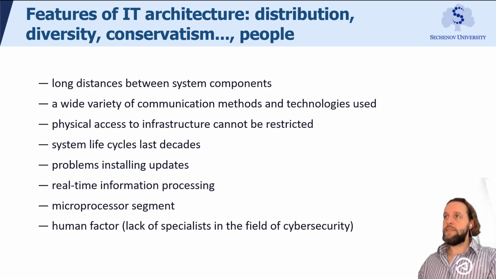There are several specifics in IT architecture nowadays. It's the long distance between software components and physical components. Our networks and the internet connect different types of components of the system together in one common environment. So in many cases we're unable to just physically go from one server to another to make some updates. There is a wide variety of communication methods and technologies being used, so we're talking about thousands of different technologies and solutions. Physical access to infrastructure cannot be restricted.